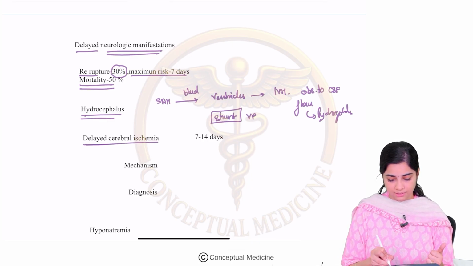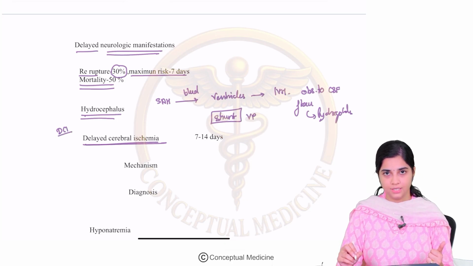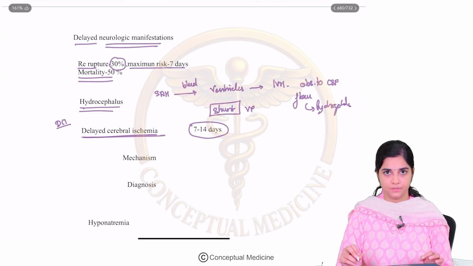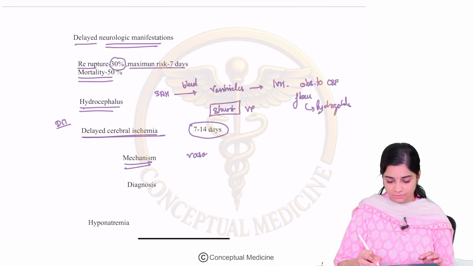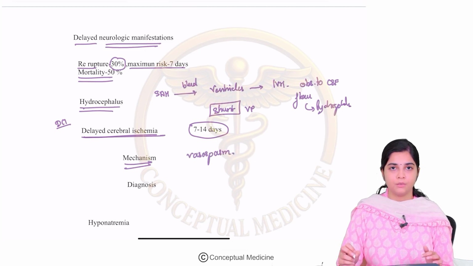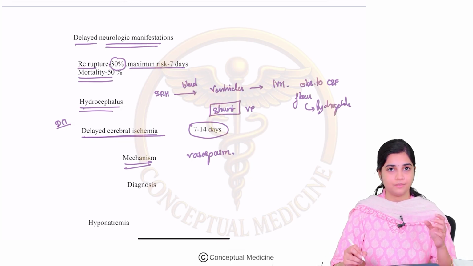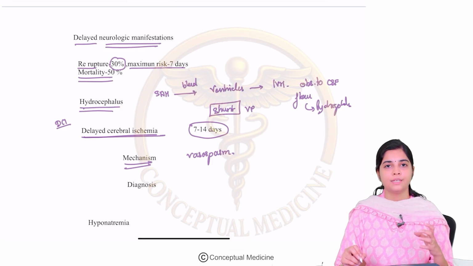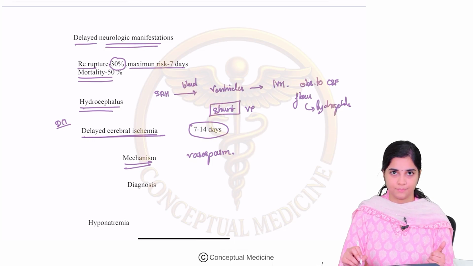Then we can have something called DCI or delayed cerebral ischemia. Delayed cerebral ischemia also happens from 7 to 14 days. The predominant mechanism for delayed cerebral ischemia is mainly vasospasm. Whenever there is an aneurysmal bleed or a subarachnoid hemorrhage, you can have a delayed vasospasm where the vessels go into constriction. When the vessels constrict, you can have an ischemia of the tissues as well, and this is your delayed cerebral ischemia.